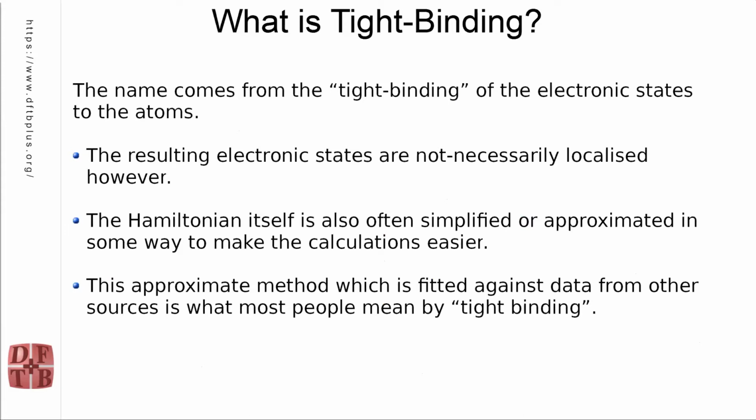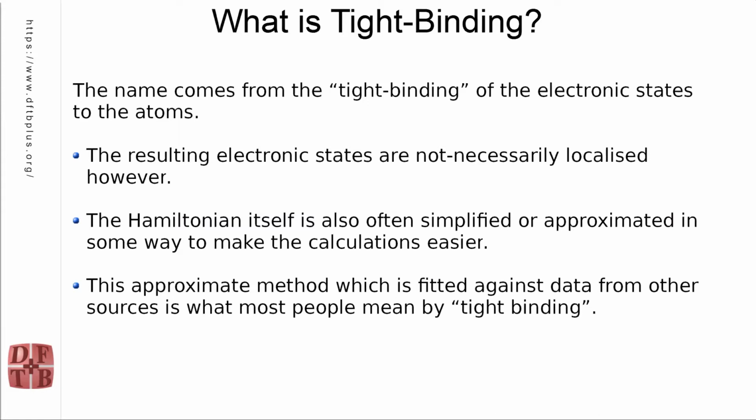Now, the resulting electronic states, as with the graphene example a few seconds ago, are not necessarily localized. So the solutions to the problem can be extremely spread out. It will depend on the nature of the physical system you're simulating as to how that behaves. This is a consequence of things like the band gap, or, for example, to pick a currently hot topic, if there is a topological component to what's going on in the system.